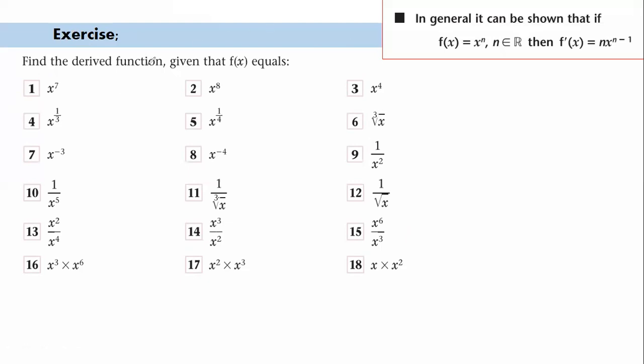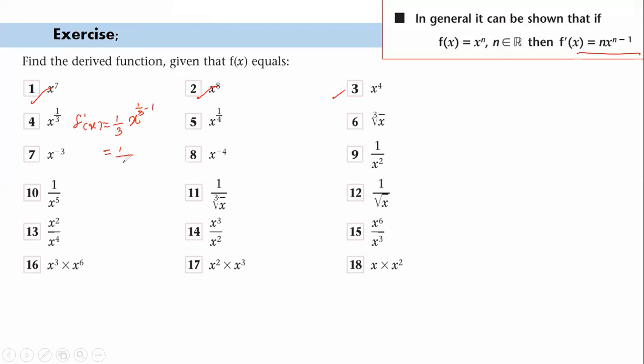You can find the derived function for x to the power 7, x to the power 8, x to the power 4. But I will explain how to obtain the derived function of x to the power 1 over 3. So f dash x is, using this formula, n x to the power n minus 1. So we bring 1 over 3 down.